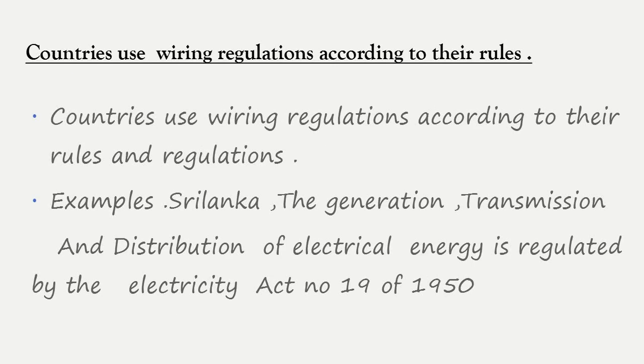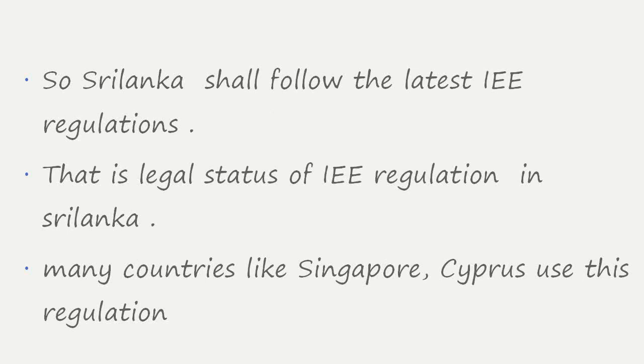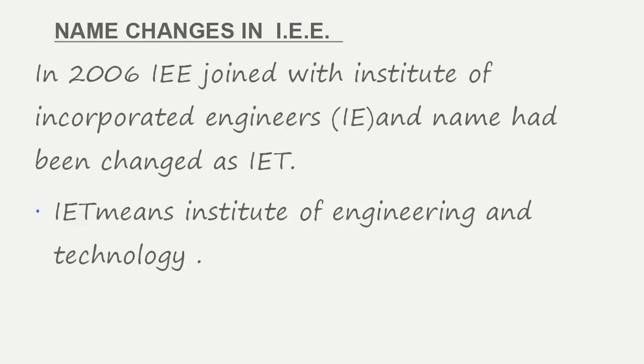Countries use wiring regulations according to their country rules and regulations. Example, Sri Lanka. Generation, transmission and distribution of electrical energy is regulated by the Electricity Act number 19 of 1950. So Sri Lanka shall follow the latest IEE regulation. There is the legal situation of IEE regulation in Sri Lanka. Many countries like Singapore, Cyprus use these regulations.